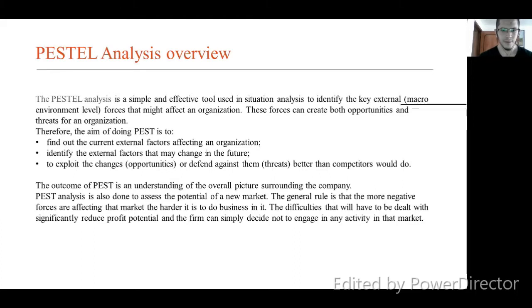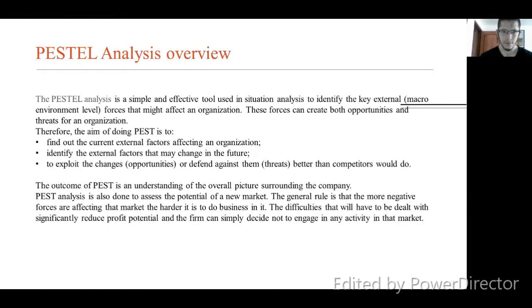It is a simple and effective tool used in situation analysis to identify the key external, so at macro environment level, forces that might affect an organization. These forces can create both opportunities and threats for an organization. Of course, if you hear about opportunities and threats, what comes to your mind is, of course, this SWOT analysis. And in fact, the PESTEL analysis is used together with this SWOT analysis very often.